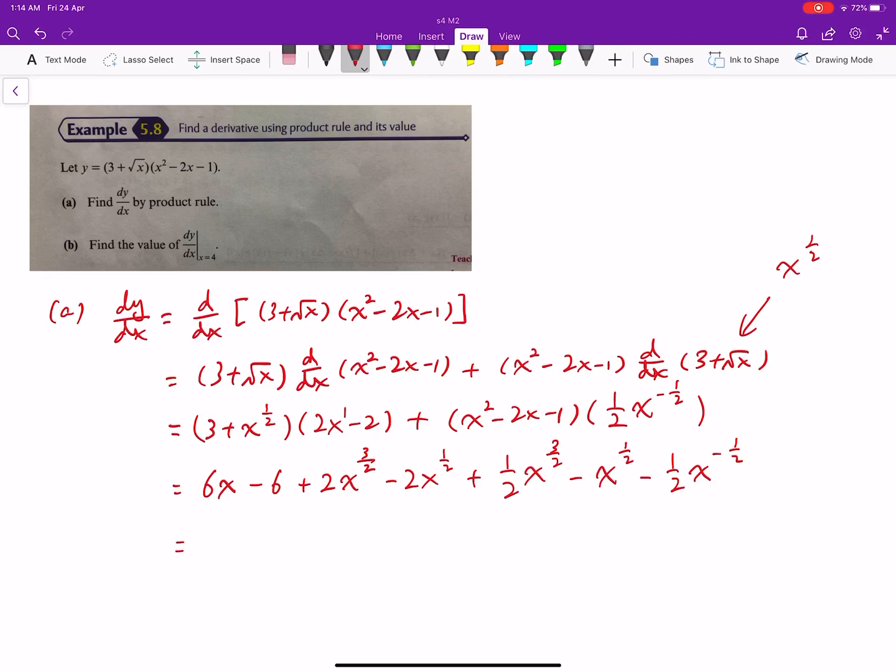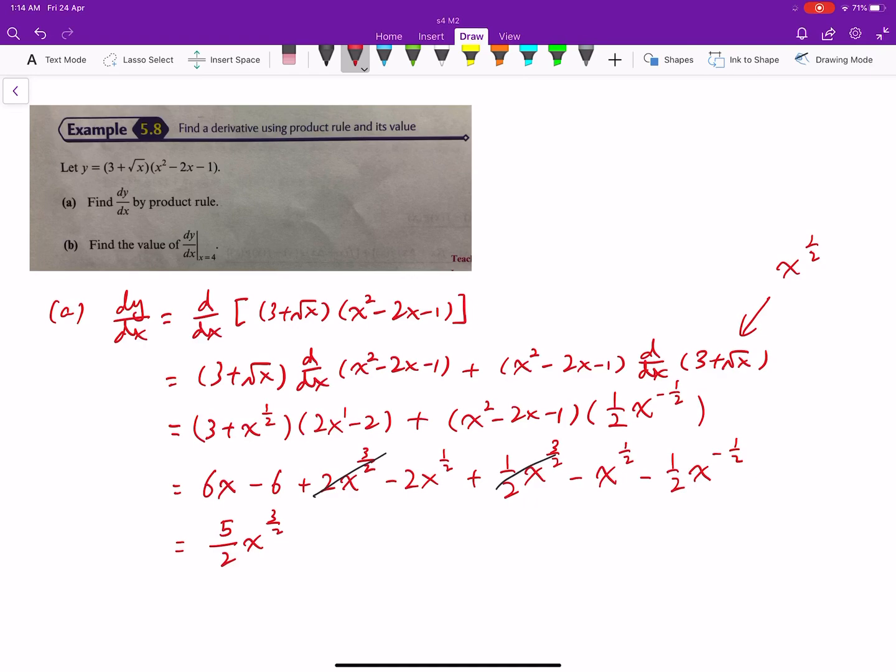You try to put the like terms together, and then we will get 5 over 2 x to the power 3 over 2, and then these two cancel. This is a useful skill. You can use pencil to do this, and afterwards, if you don't like to have marks like this, you can just erase it.